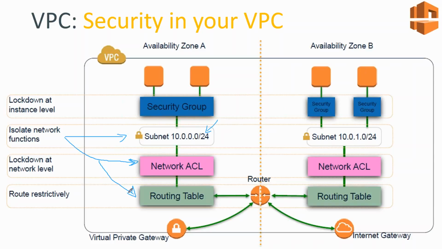So these are the top level functions. One is security groups, another one is subnets, another one is NACLs and route tables. Combined together, they make your VPC really secure.